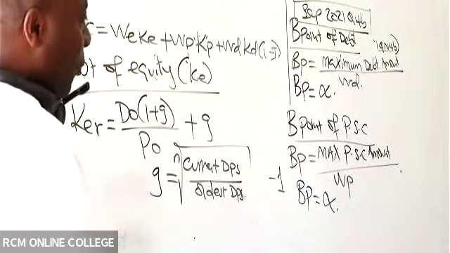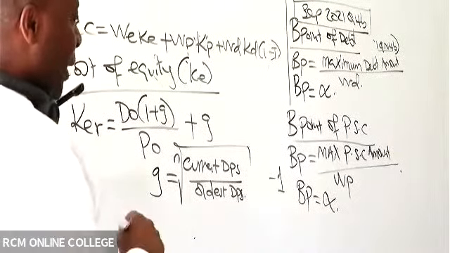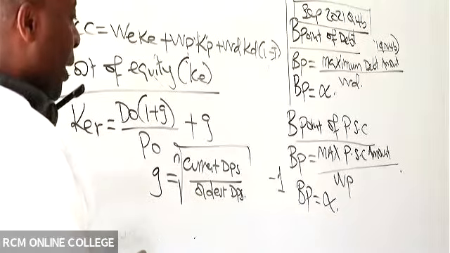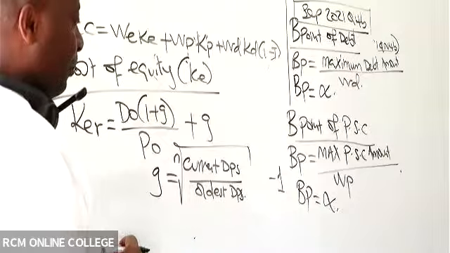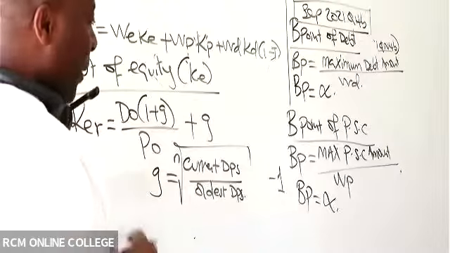So this is a very powerful formula for getting the growth rate. You take the nth root of the current DPS, all over the oldest DPS, minus 1.